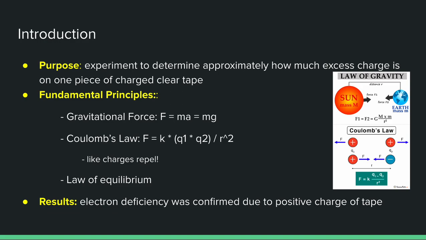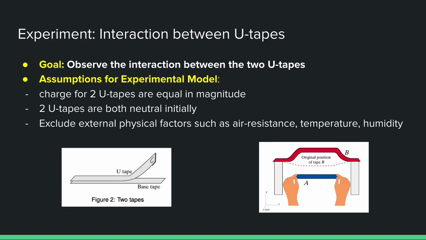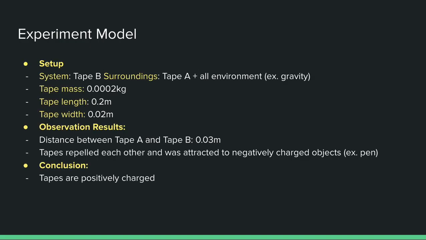To give a brief overview of the results, electron deficiency was confirmed due to the positive charge of the tape. The experiment's goal is to observe the interaction between the two tapes. The assumptions I made are that the charges on the two tapes are equal in magnitude, and that the two tapes are both neutral initially. I also excluded external physical factors such as air resistance, temperature, and humidity.